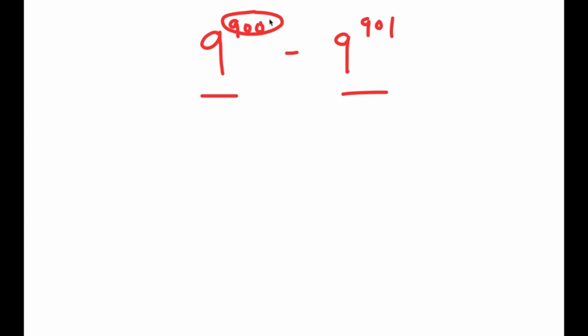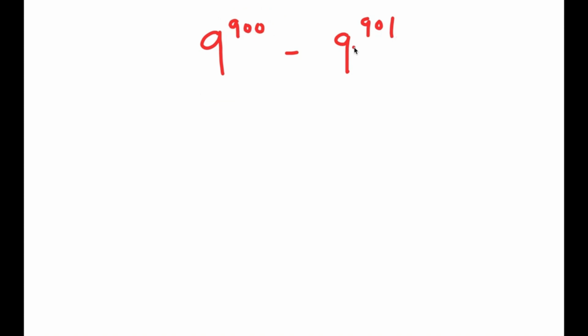Alright, so in this video, I'm going to be solving the problem 9 to the power of 900 minus 9 to the power of 901. So, to solve this, I'm going to first start by evaluating my terms. So we have 9 to the power of 900 and 9 to the power of 901. And these two terms are pretty similar, except that the exponent for 9 to the power of 900 is 1 less than the exponent for 9 to the power of 901.